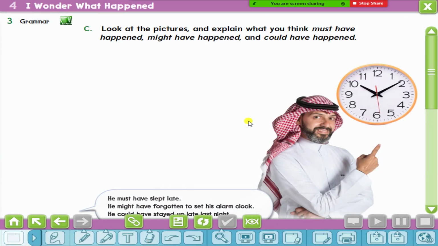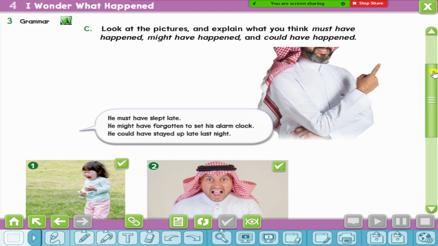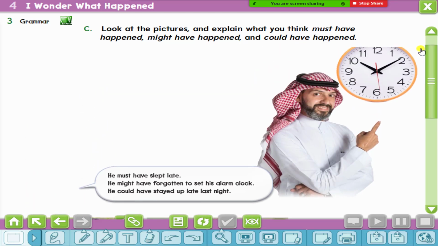Exercise C. Look at the picture here. Look at this picture and explain what you think must have happened, might have happened, and could have happened. Okay? Example here. He must have slept late. This is in the past, okay? Must have slept late. He might have forgotten to set his alarm clock. He could have stayed up late last night.